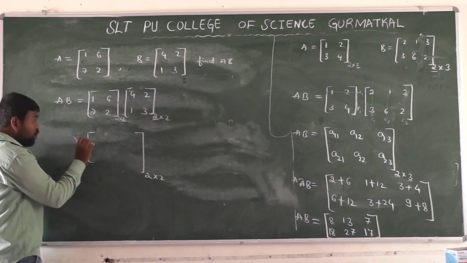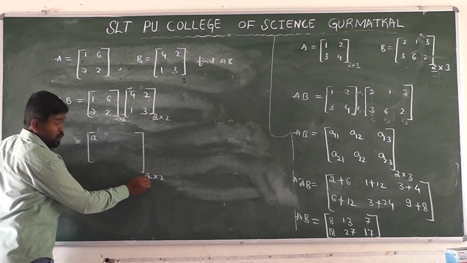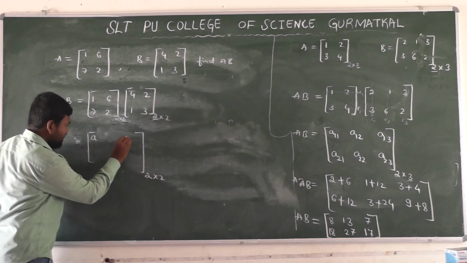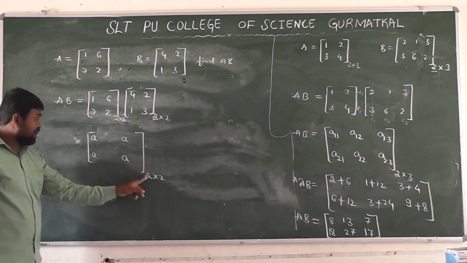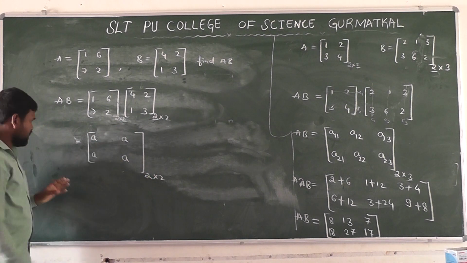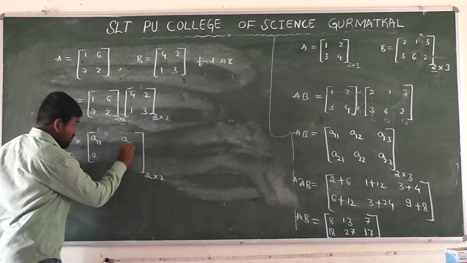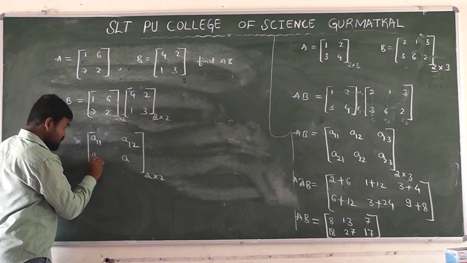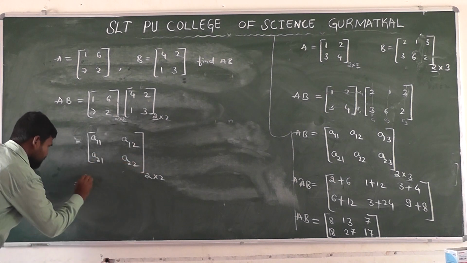Then generally I have to write here. How many rows do we have to take here? 2 rows. And how many columns? 2 columns. This is the first row, first column. This is the first row, second column. Second row, first column. Second row, second column.